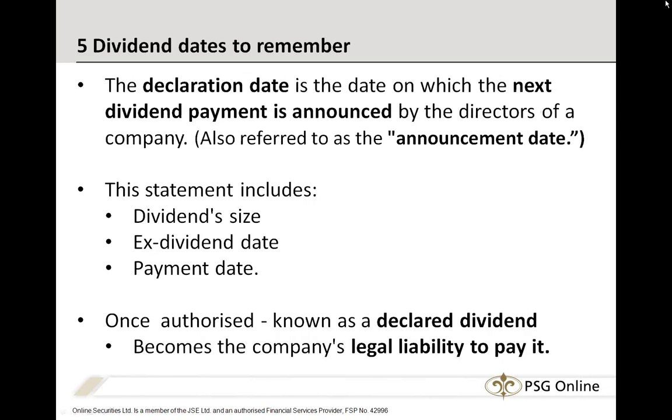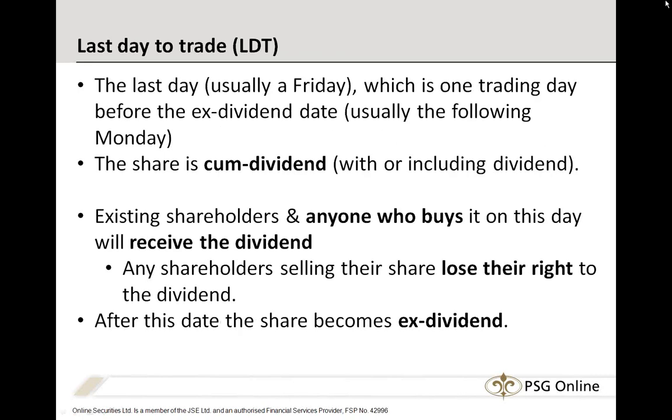Okay. There are 5 dates to remember. Declaration date, obviously this is when the dividend is announced, also called an announcement date. Thereafter, obviously the company has a legal liability to pay the dividend once it's declared. Then we've got LDT, last day to trade. This is a very important date. It's usually a Friday. This is where the company goes cum-dividend. Okay, anybody that owns a share at that time, or anybody who buys the share on that particular day, will still be eligible for that dividend.